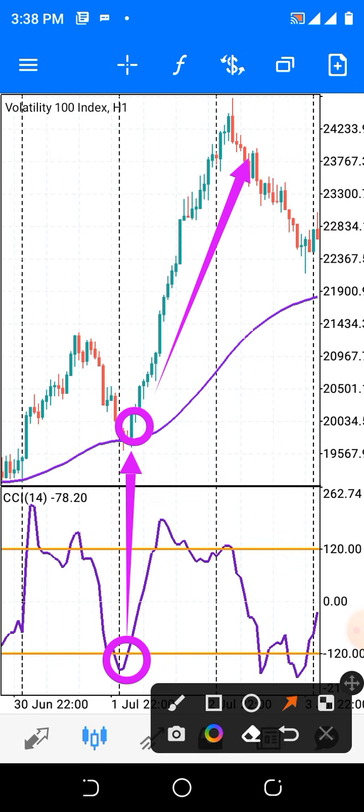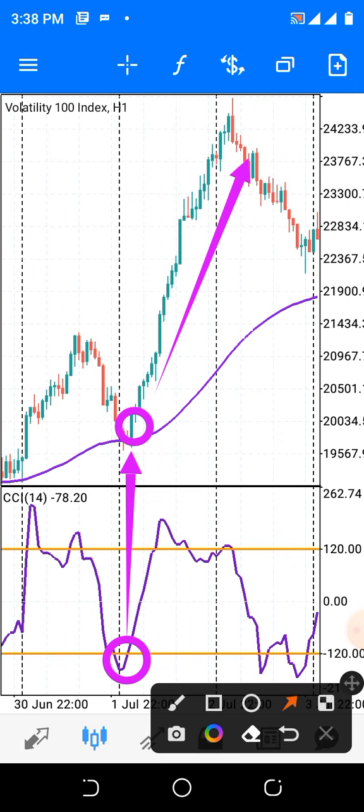Guys, this strategy pays very well. Do you understand? Just observe every point of it very carefully and you will reap the market. You will make a lot of money trading volatility 100 index. The time frame is 1 hour.